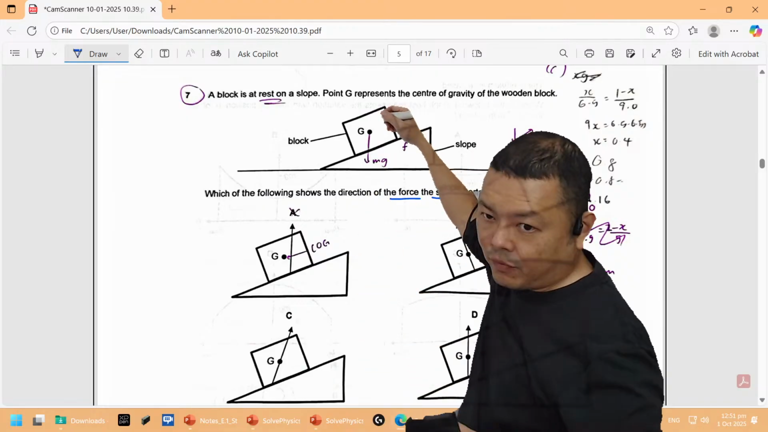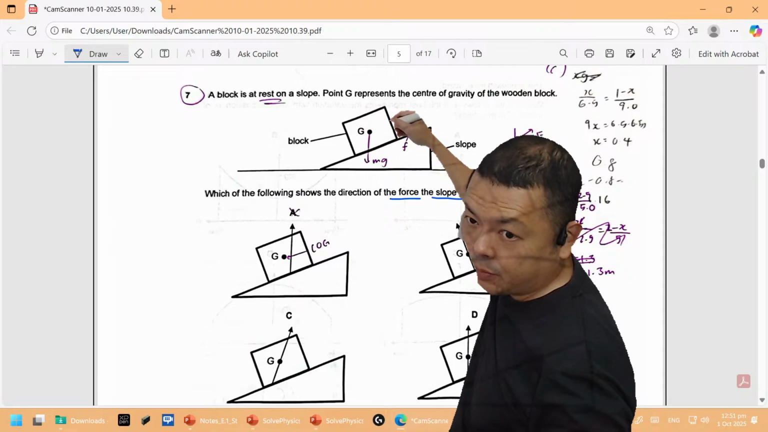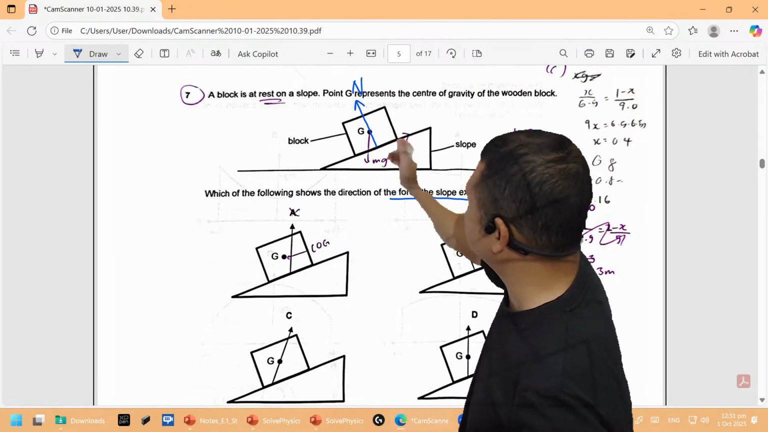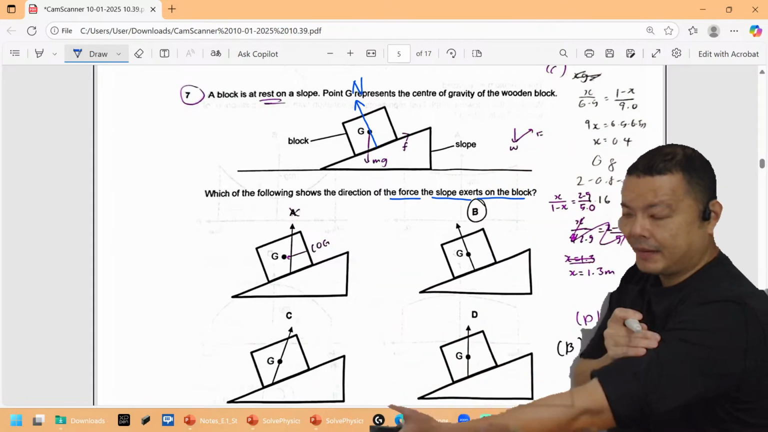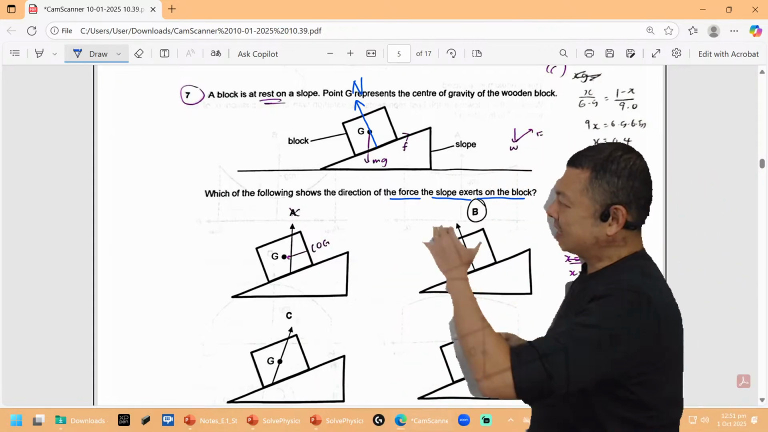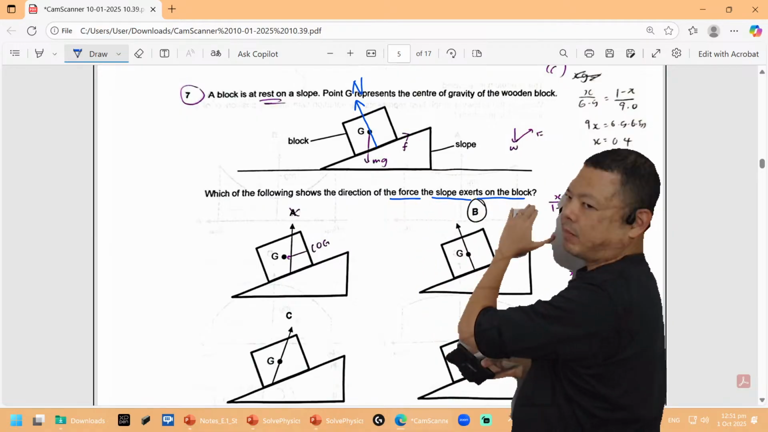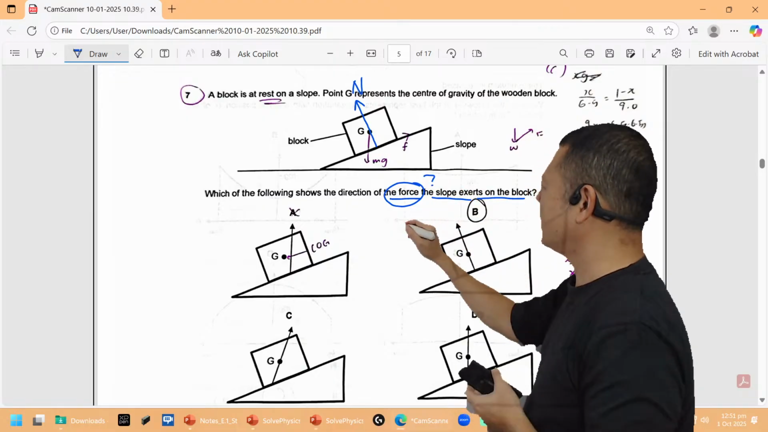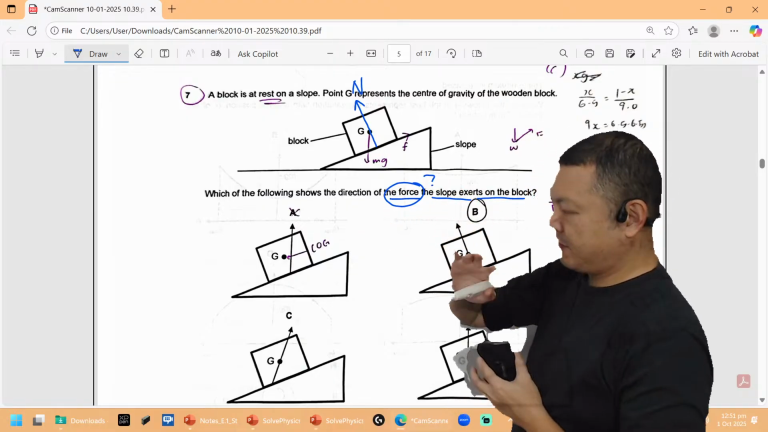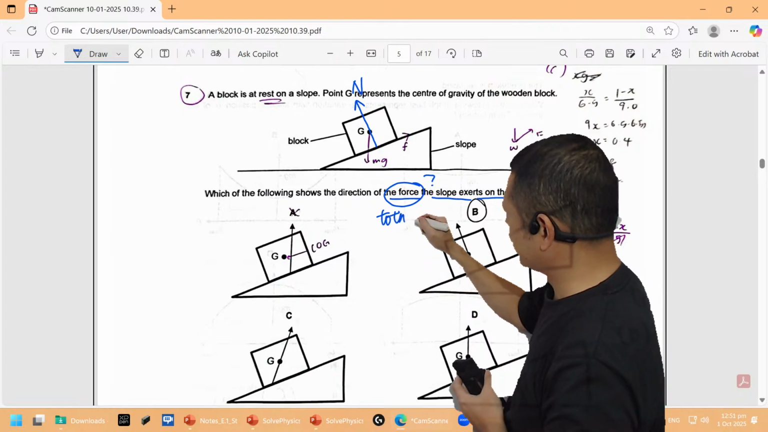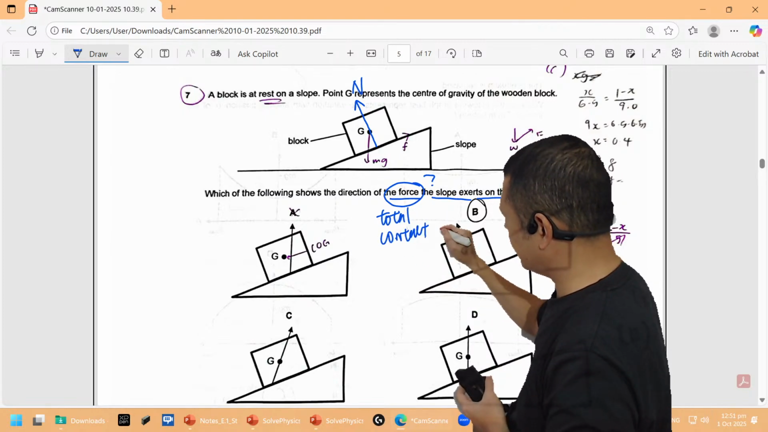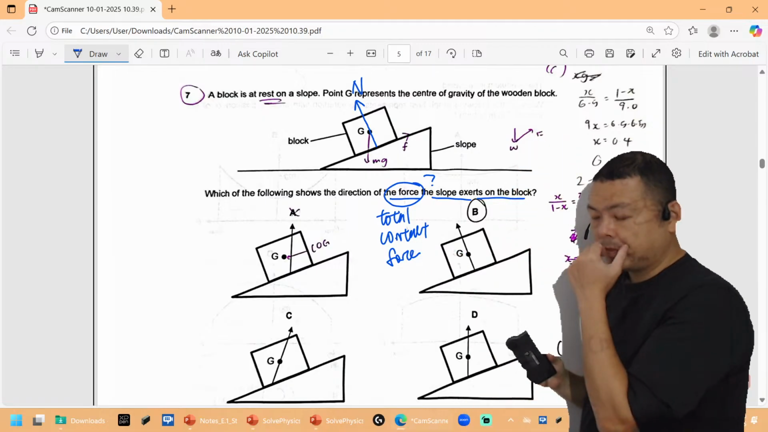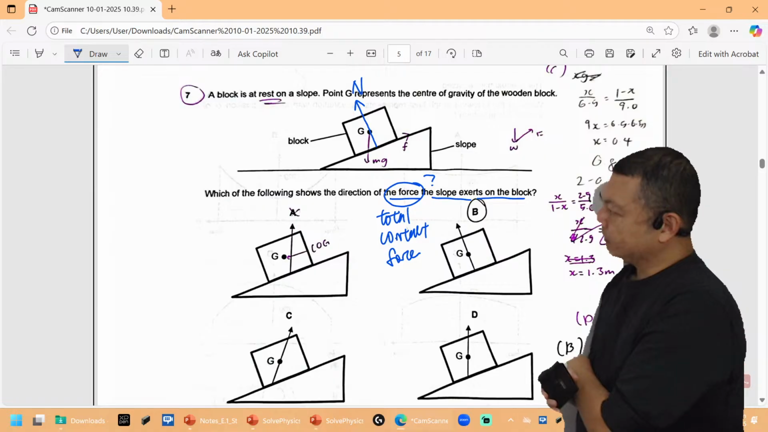I mean, for whatever it's worth, I think we should just draw the normal contact force, right? The normal contact force here like this. Understand? But this question is asking you for the force that the slope exerts on the block, right? So what kind of force is this? Okay, so this force famously is always the total contact force, right? The total contact force. Do you understand?